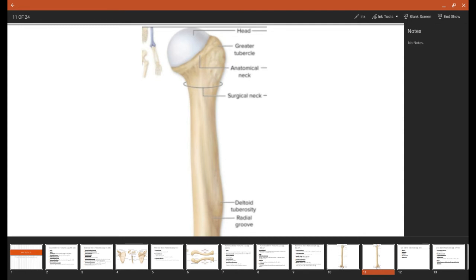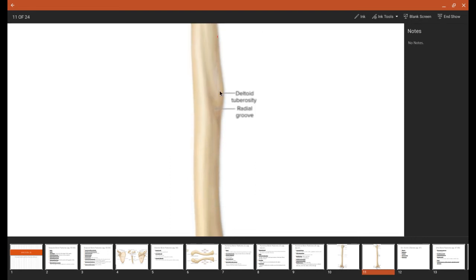From this view, we're going to see a lot of those same structures we just had. Head's going to be right here. Anatomical neck, again, is connecting the head to the rest of the bone. See the greater tubercle on the lateral side. Surgical neck is still connecting all of this part of the bone to the shaft. As we move down the bone, we see deltoid tuberosity still on the lateral side.